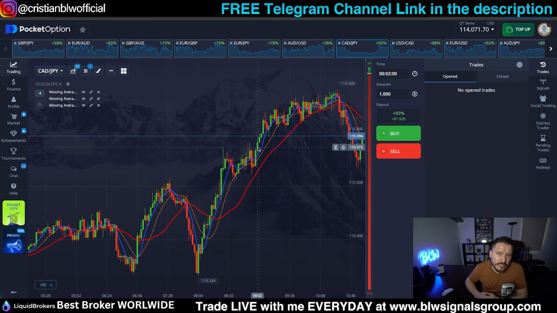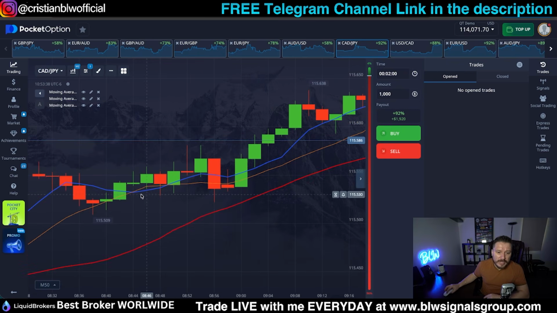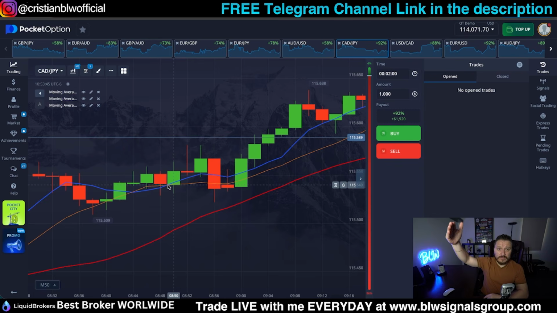How does the actual strategy work? Look, the strategy works as moving average crosses. When the blue line crosses the orange line, you enter a 2-minute position in the direction of the blue line. As simple as that. Let me give you an example. Right here, there's a cross in this candlestick. So when this cross happens, you enter a 2-minute position for a call.